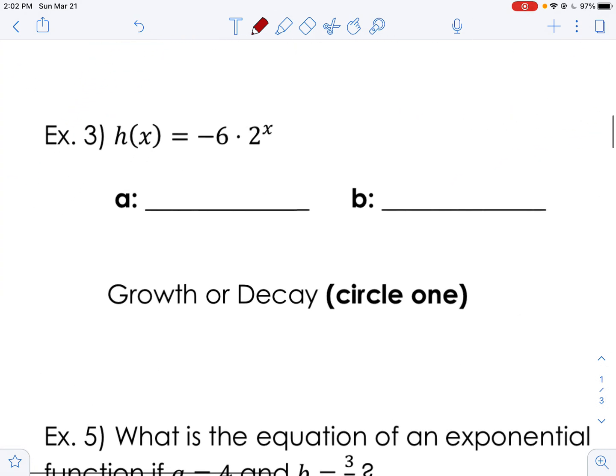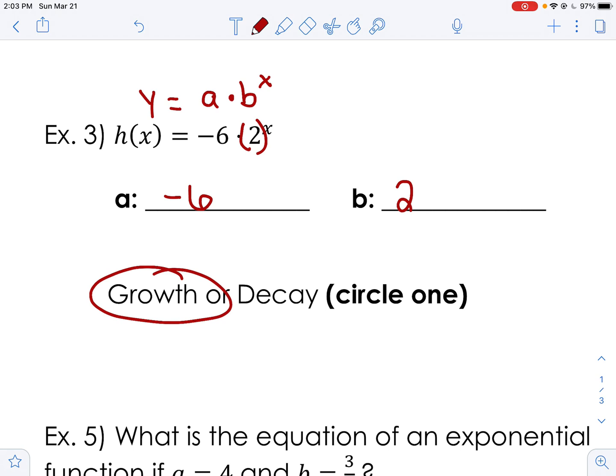Okay, looking at number 3, I have h of x equals -6 times 2 to the x. If you want to, you can put parentheses around the 2. Okay, it's the same thing. But again, we have y equals a times b to the x power. So my a is -6. My b is +2. Because 2 is bigger than 1, it's automatically growth. And we don't need to worry about changing it to a decimal because it's a whole number.